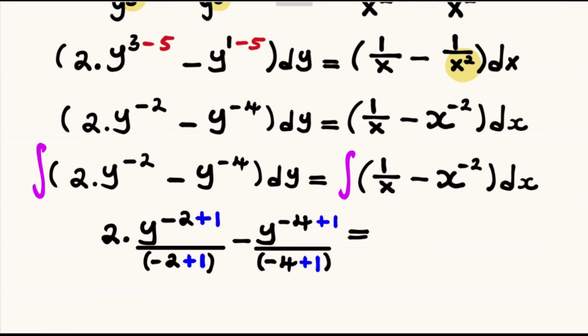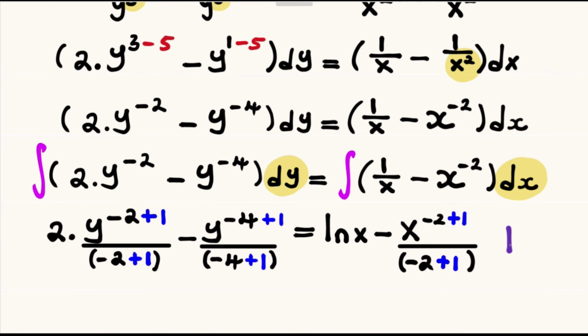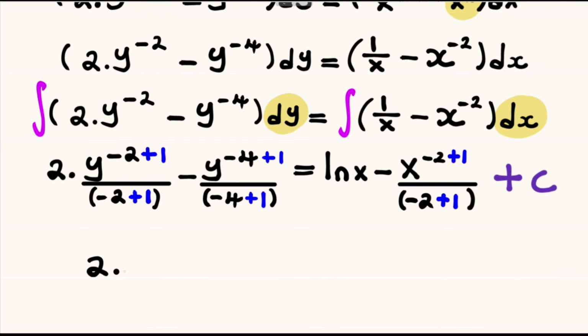This will be equal, on the left hand side we integrated with respect to y, on the right we integrate with respect to x. So the integral of 1 over x will be the ln x, minus the integral of x to the power negative 2, which will be x to the power negative 2. We add 1 to the exponent, and we divide by our new exponent, the negative 2 plus 1, plus our constant c.